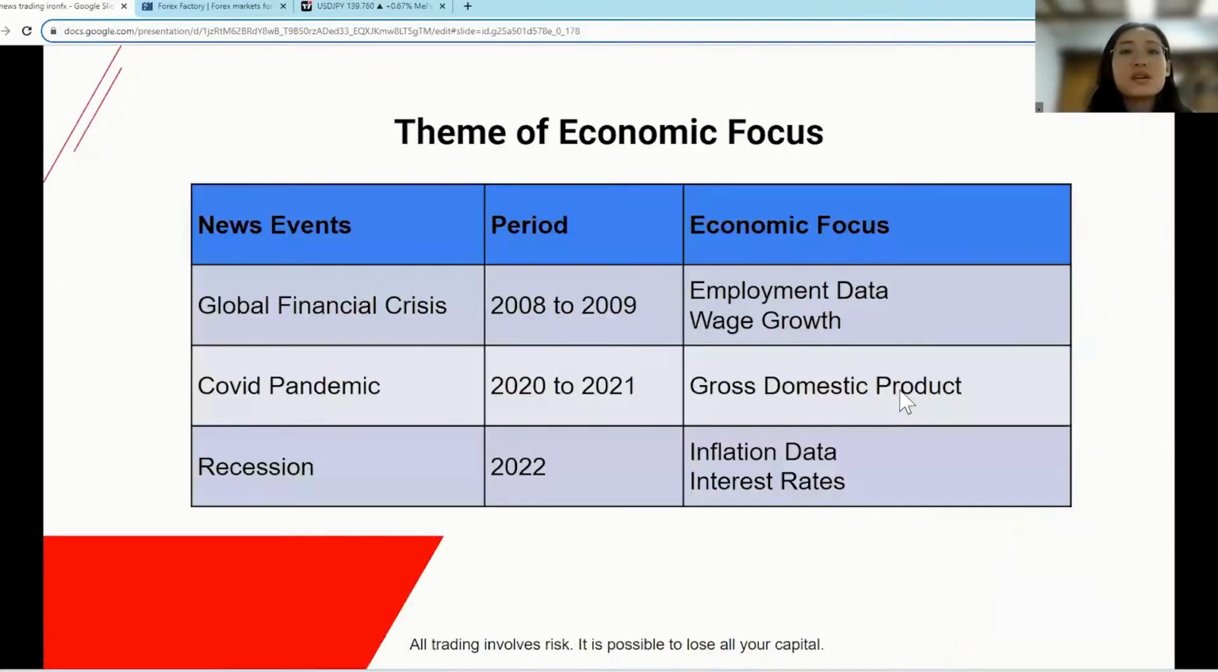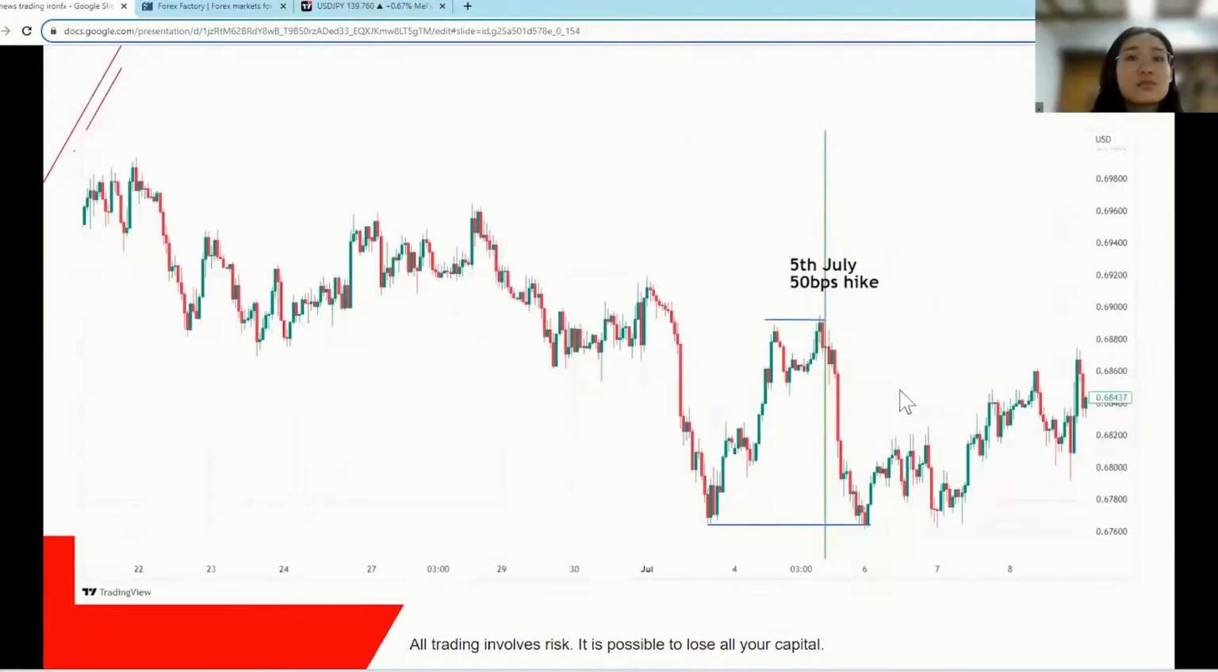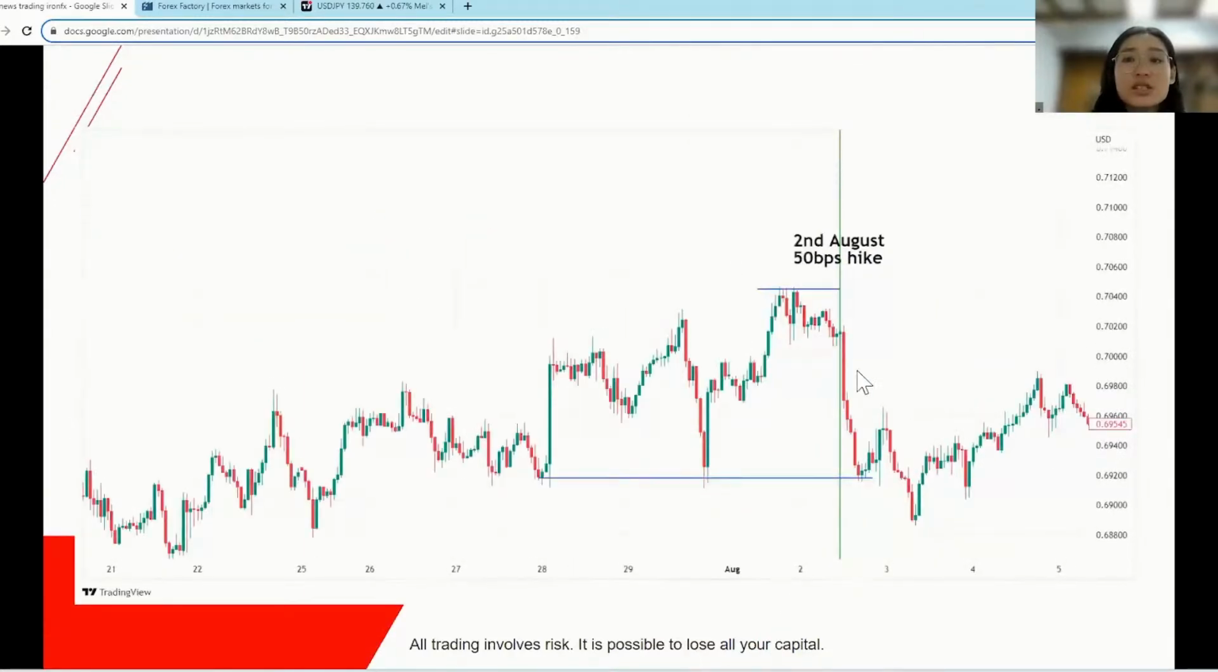Oh, here's the 2nd of August 50 basis point hike as well. Once again, we've highlighted the resistance as well as the support levels over here. You can see over here, the support level, even though price increased as we saw in the previous chart, our support level is at this multiple swing low support.